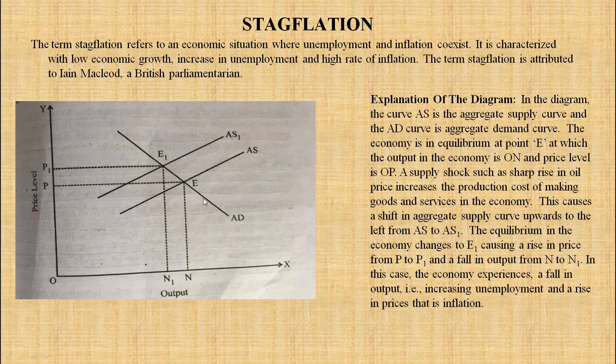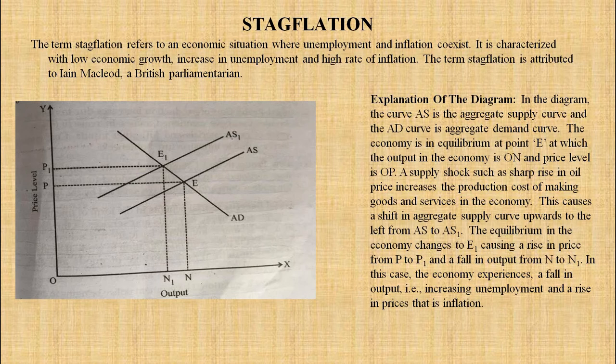The economy is in equilibrium at point E, where ON is the output and OP is the price level. Very simple, you are all aware of it. AD is the aggregate demand curve, AS is the aggregate supply curve, and they intersect at point E. So at that time ON is the output and OP is the price.